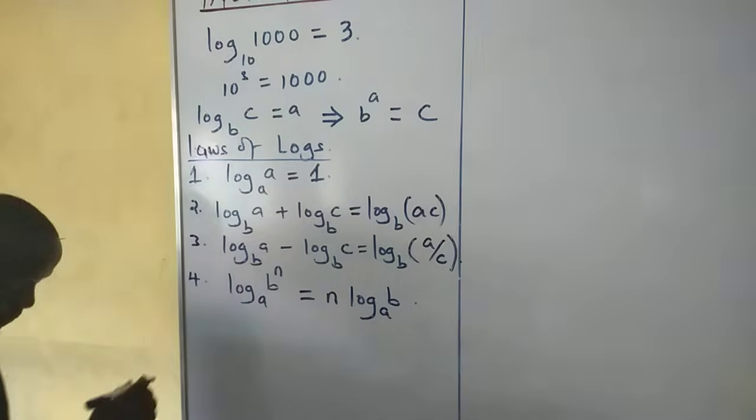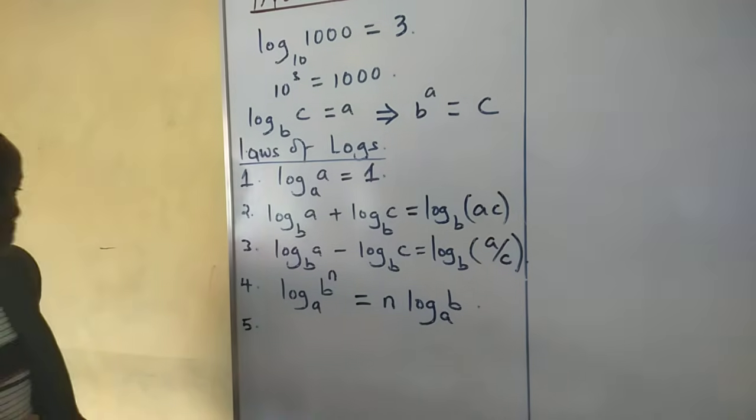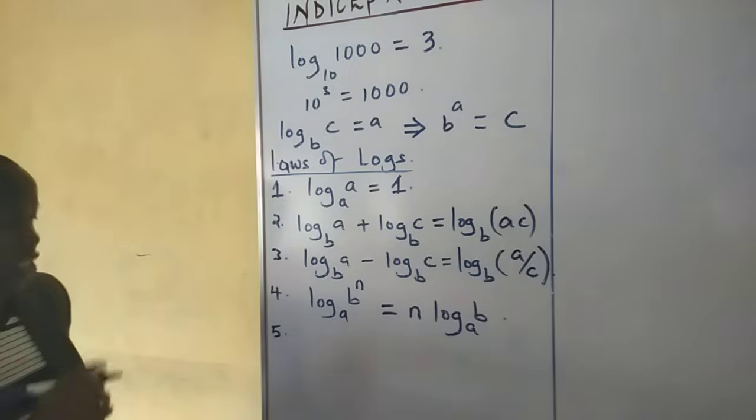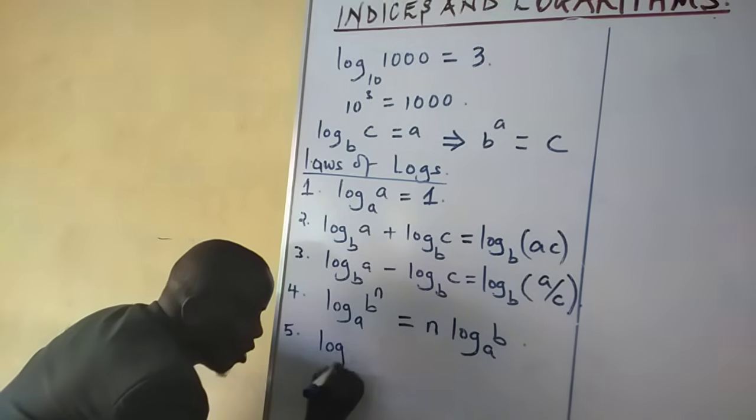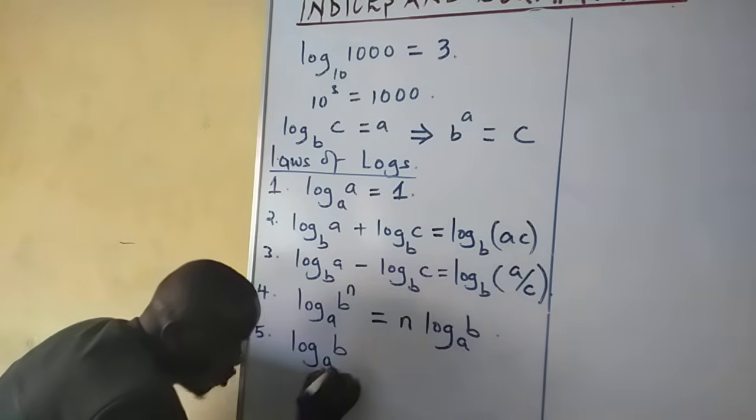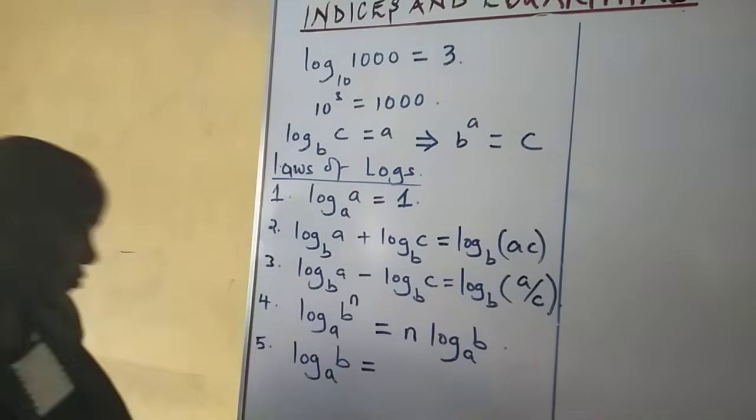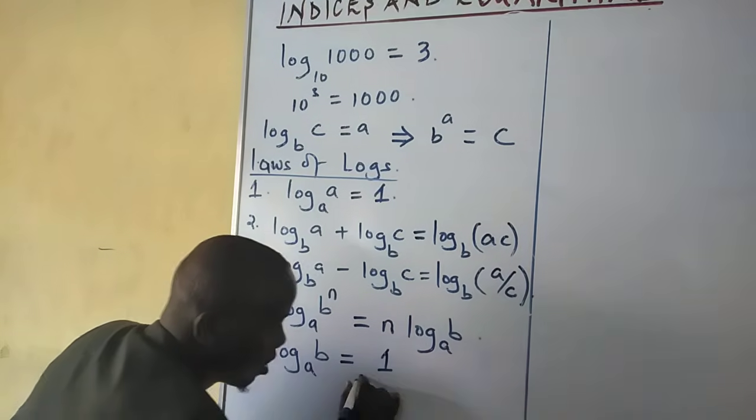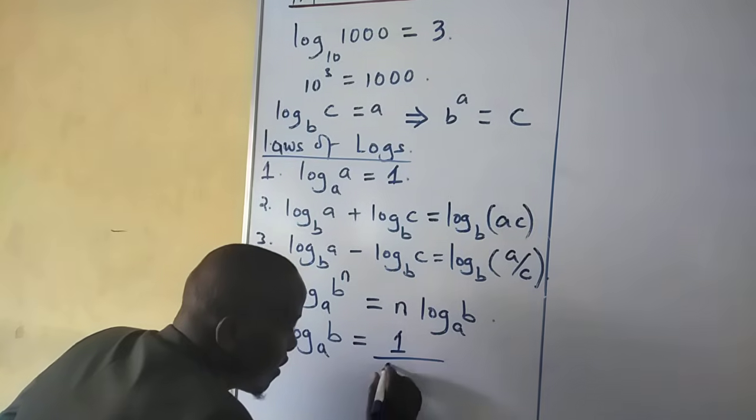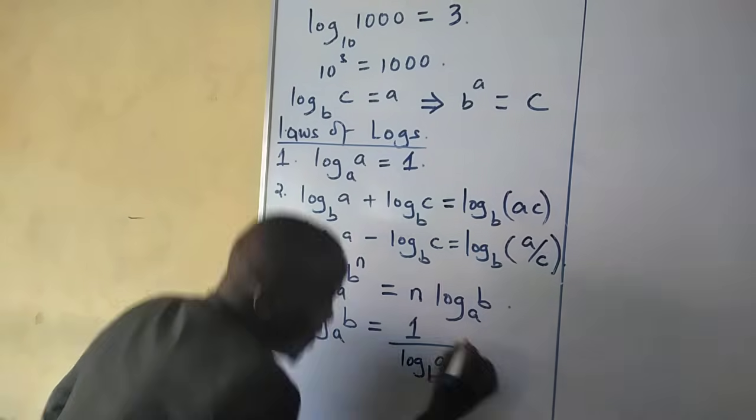Lastly, we have the law which is used to change the base of a given number, and when we are told that the logarithm of b to base a is equal to 1 all over the logarithm of a to base b.